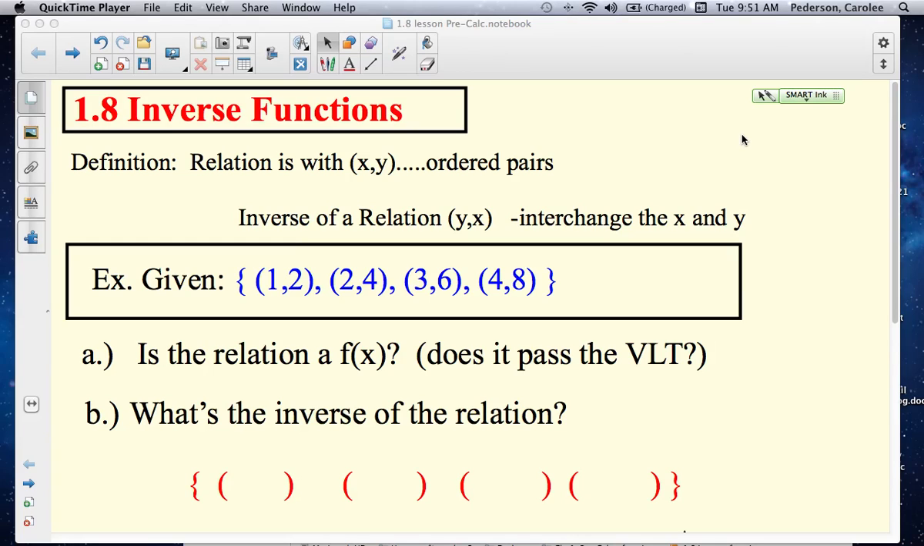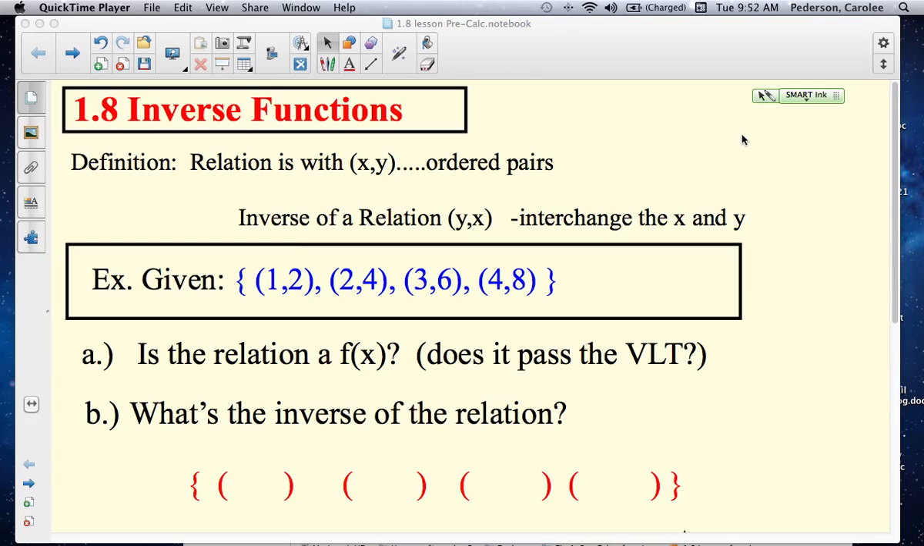So here's just a definition of what a relation is. A relation is a set of ordered pairs. X and Y is a relation. To find the inverse of a relation, you just flip-flop the X and Y, or interchange those X and Y values. So I have an example that we'll do together.